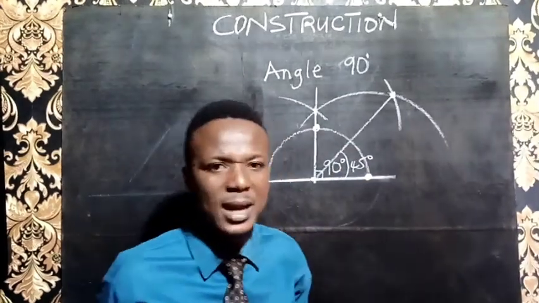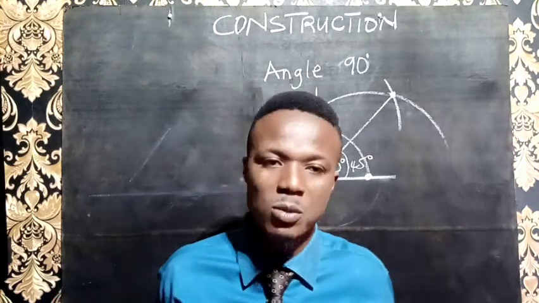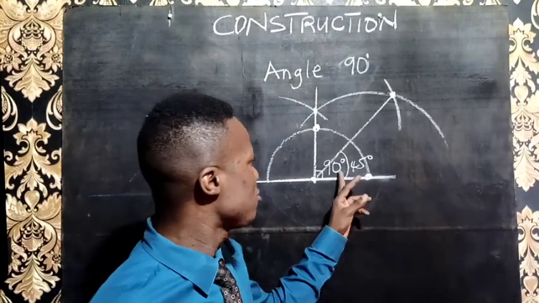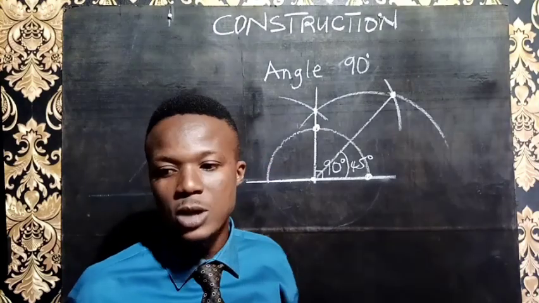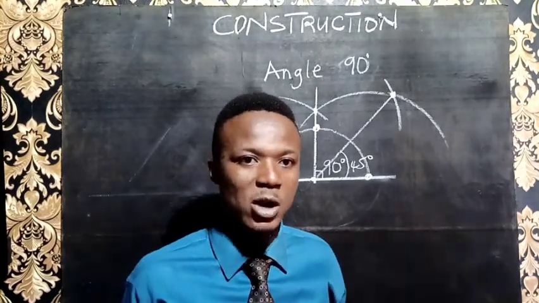That is how to make so many angles. Any angle you've made, you can bisect it to get the smaller size. If I want to bisect 45 degrees, I can still get 22 degrees. Okay, so the next thing we do now is to construct just one more angle, then we go into triangle proper.